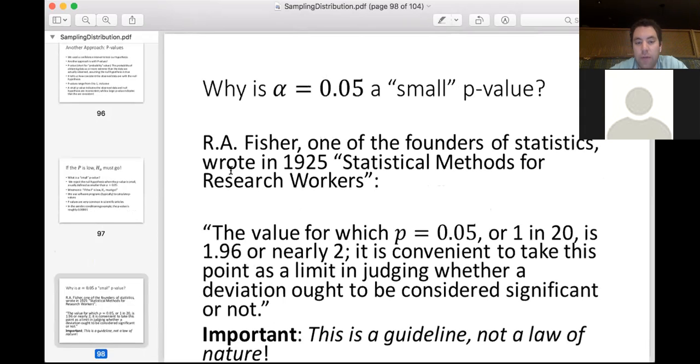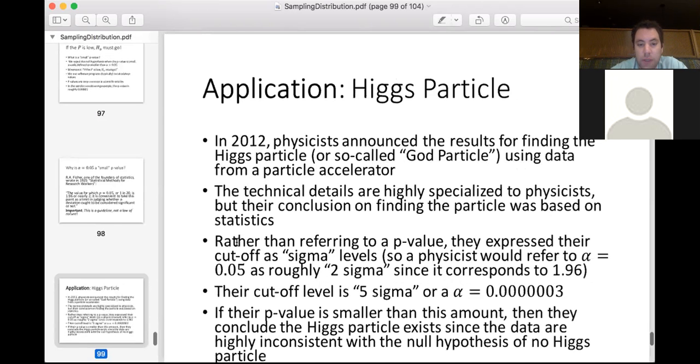So we use 0.05 as the basis for a cutoff, an alpha of 0.05 for our p-value, and the reason being is because it is convenient to take this point as a limit in judging whether a deviation ought to be considered significant or not. This is from one of the founders of statistics. So it's a guideline. It's not a law in nature. It's just kind of a fundamental cutoff point that's been used in statistics for decades.